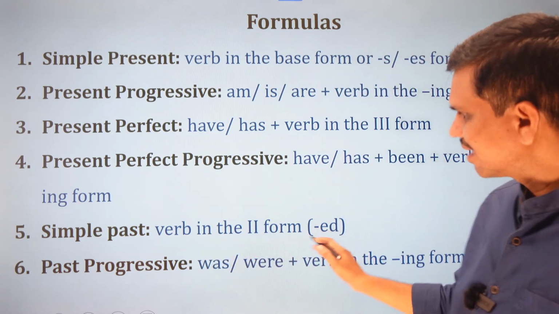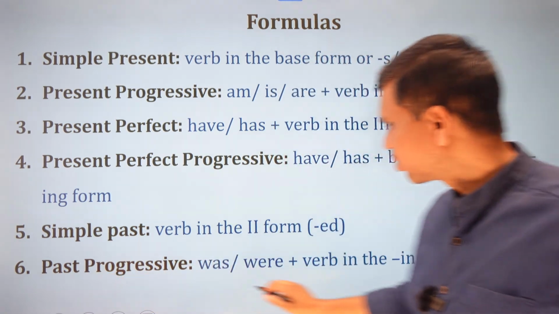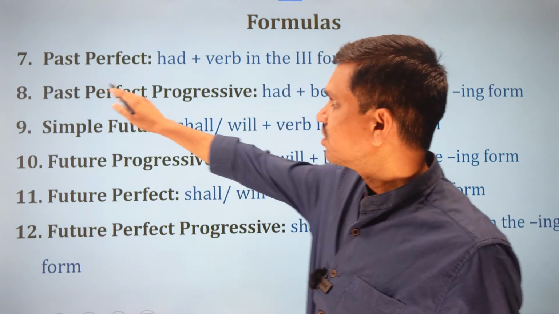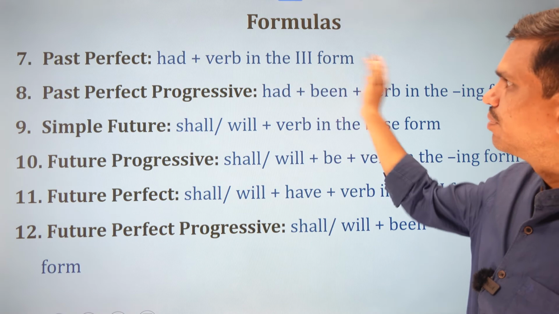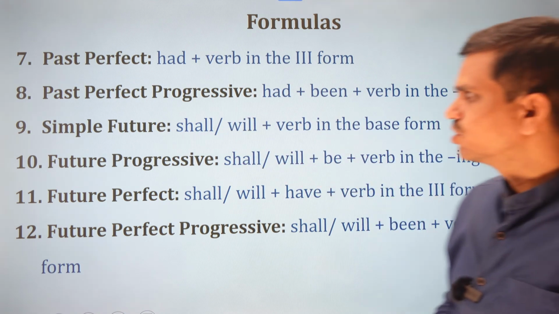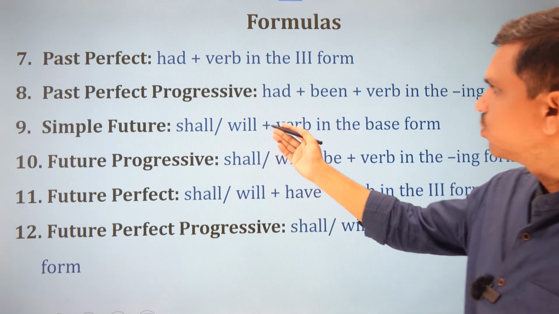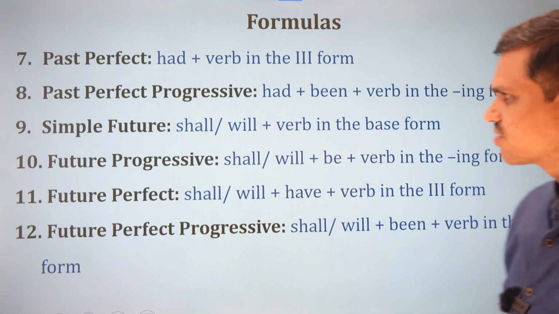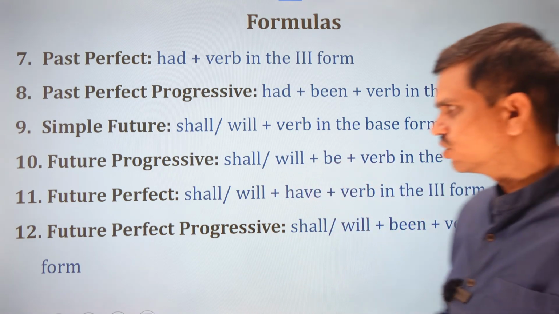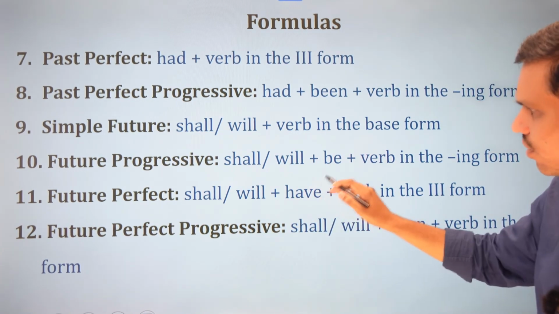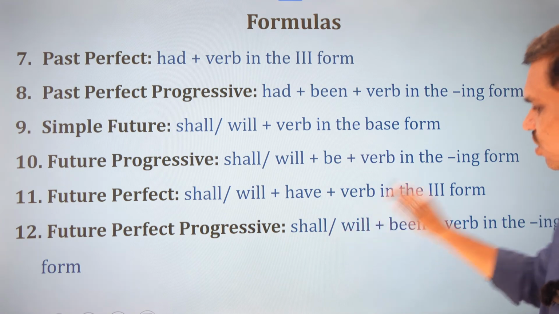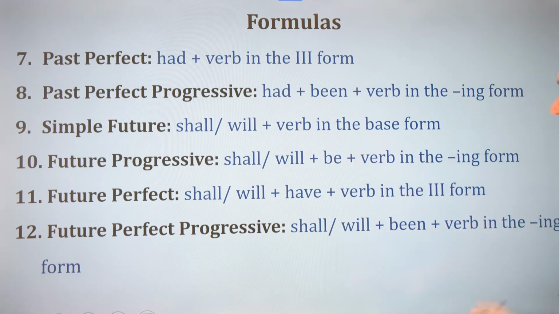Simple past: verb in the second form or ed suffix. Past progressive: was, were plus verb in the ing form. And past perfect: had plus verb in the third form. Past perfect progressive: had plus been plus verb in the ing form. Simple future: shall, will plus verb in the base form. Future progressive: shall or will plus be plus verb in the ing form. Future perfect: shall or will plus have plus verb in the third form. And future perfect progressive: shall or will plus have been plus verb in the ing form.